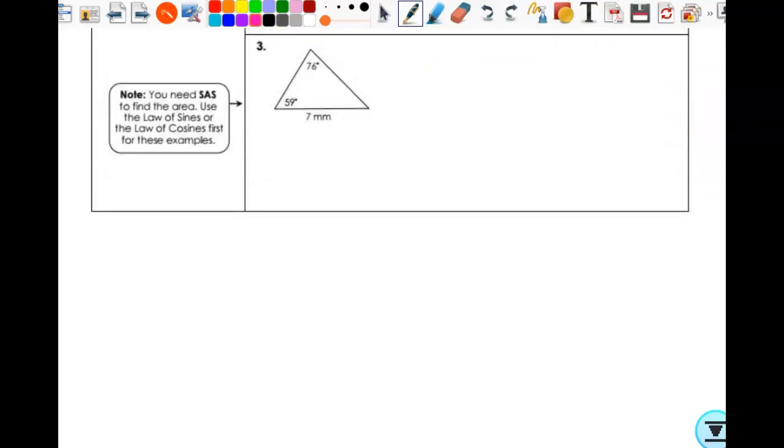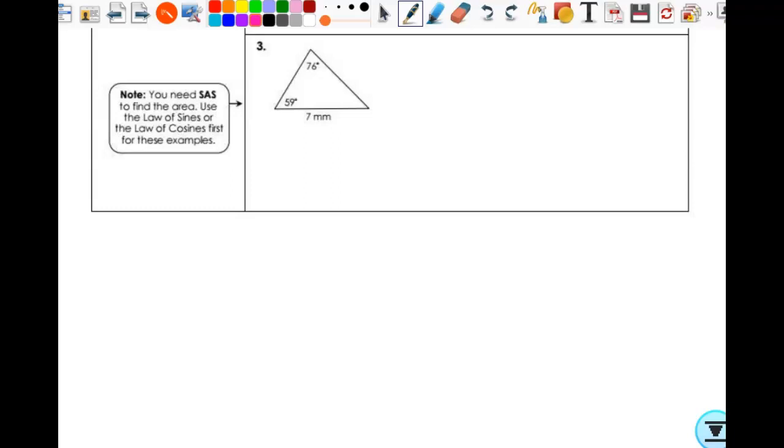So I want to find the area of the triangle. Do I have enough information to find the area of the triangle right now? No, because I have to have at least 2 sides, right? So I don't have enough information. Do I have enough information to find another side? Yes, okay. And I could find either side.